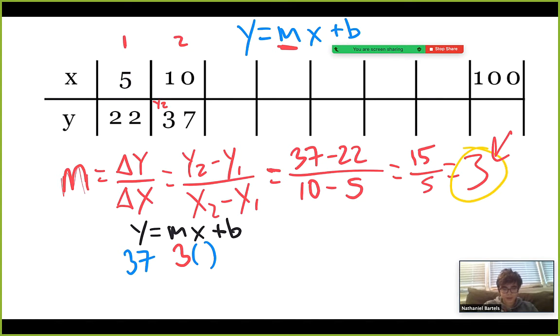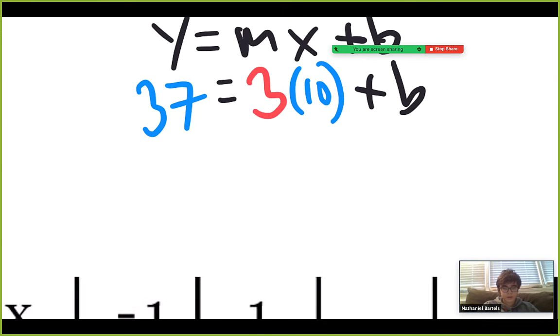Are we going to substitute 5 in for x or 10 in for x? 10. It is 10. And I know that because this is the coordinate that we're using. All right, let's keep it moving. And I remember that we're solving for b. And so what exactly are we going to be doing now?